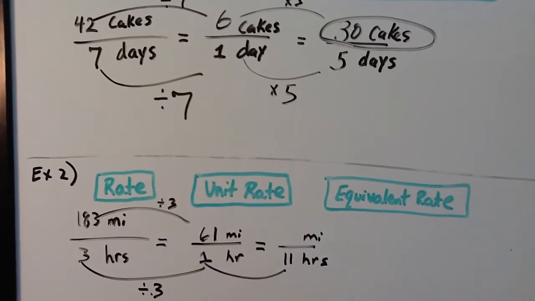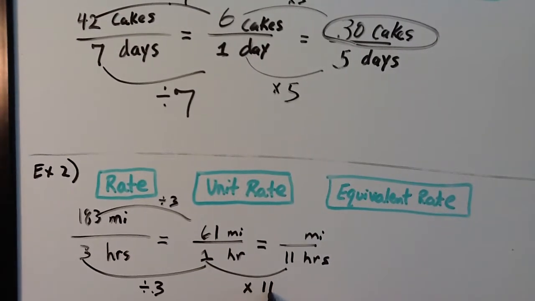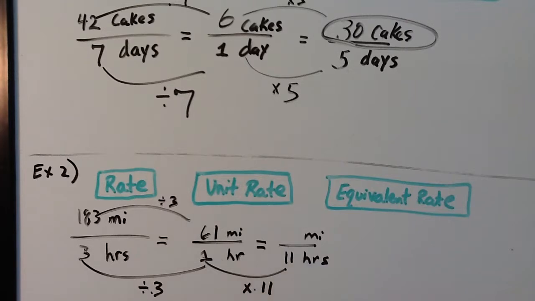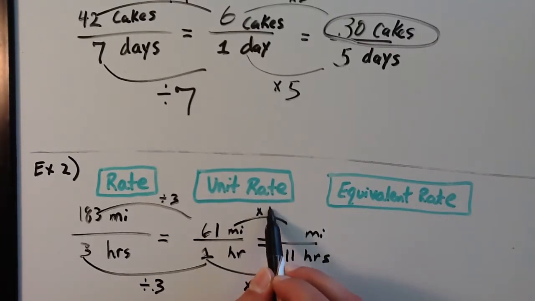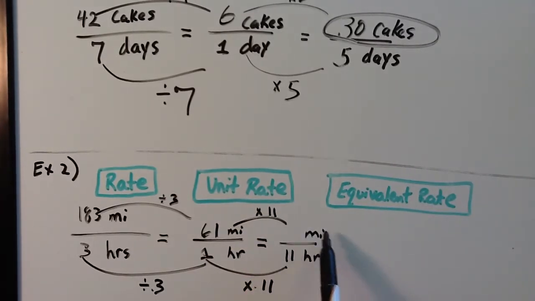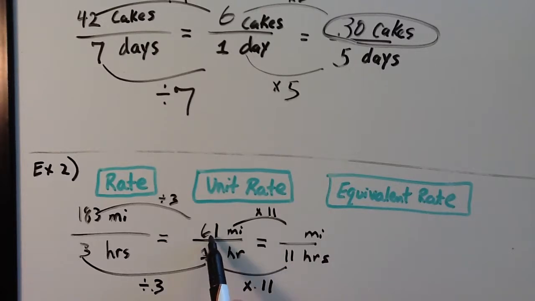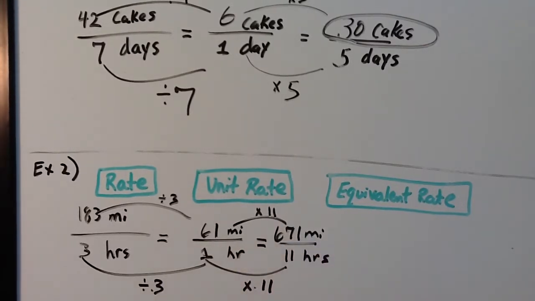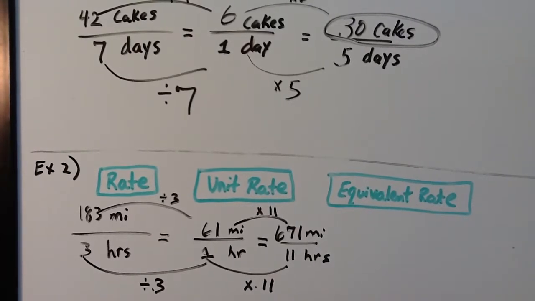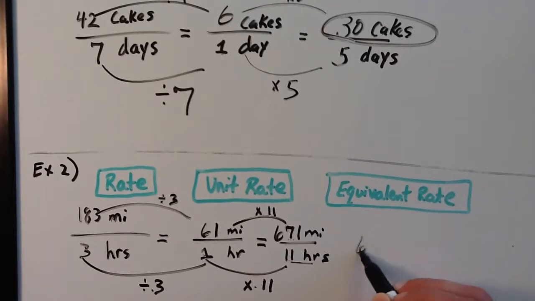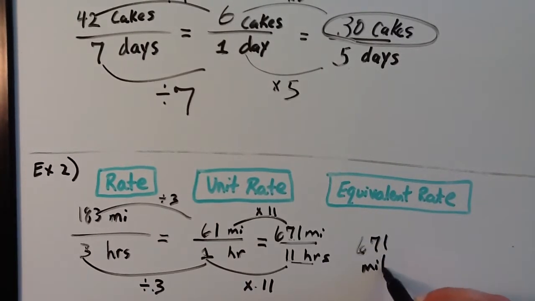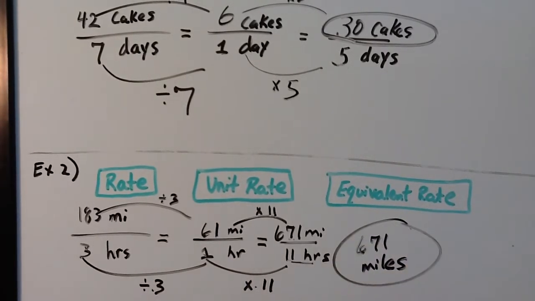To get from 1 to 11, we multiplied by 11, right? 1 times 11 is 11. And if you multiply by 11 in the bottom of your rate, you do the same thing in the top of your rate. 61 times 11 would give you the number of miles she travels in 11 hours. 61 times 11 is going to be 671. Okay, so the question was, how many miles would she travel in 11 hours? Well, in 11 hours, she is going this far. She is going 671 miles. That is your final answer.